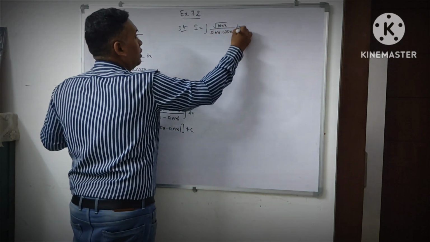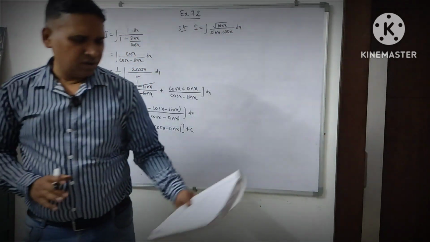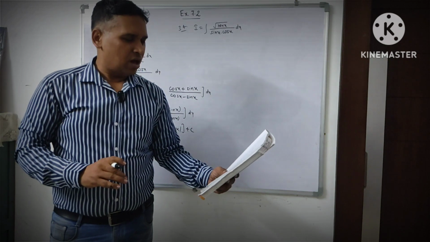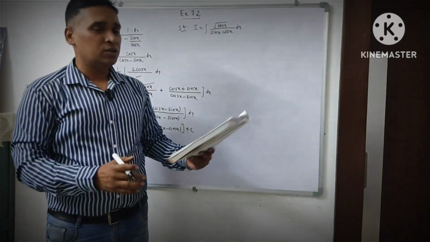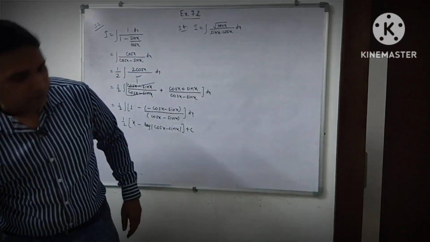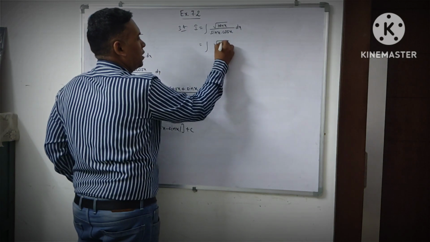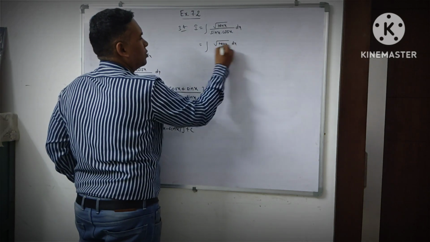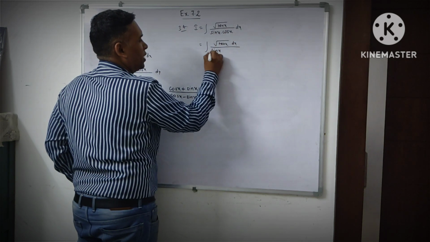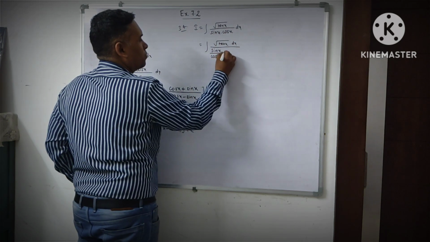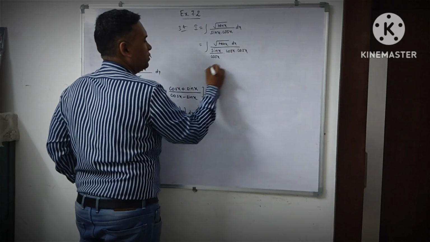That is the original question, but let me check. Yeah, under root tan x upon sin x and cos x. So how to proceed? The trick is, my child, this part as it is. Divide this sin x by cos x. So to compensate that I have to write there cos x. One more cos x is there, children.